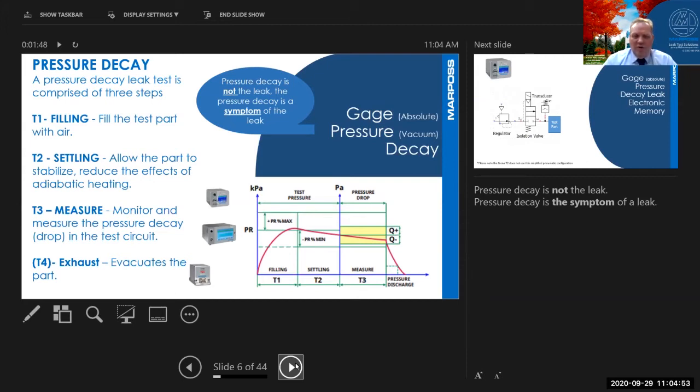Exhaust a lot of times is the fourth step, but it's kind of hidden because it's not always required. Some of the low pressure tests and things like that, just removing your seals will evacuate the part. So exhaust isn't there. Sometimes it just happens naturally.